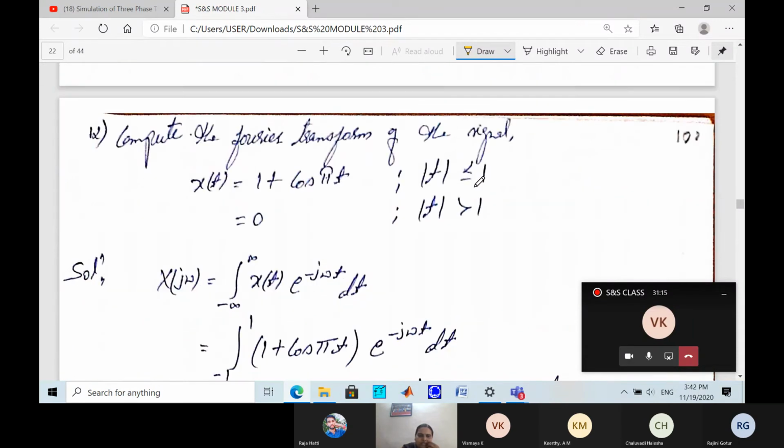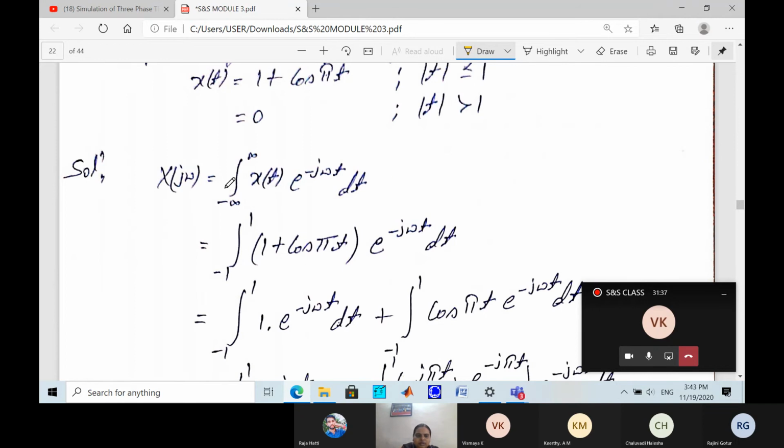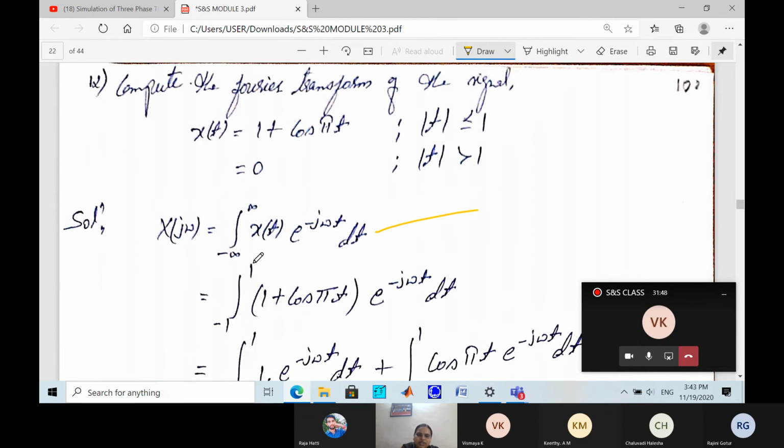That is one problem. Next, one more problem: compute the Fourier transform of the signal x of t equal to 1 plus cos pi t, where mod of t is less than or equal to 1, and it will be 0 when mod of t is greater than 1. Use the equation X of j omega equals the integration from minus infinity to plus infinity of x of t e raised to minus j omega t dt. Then substitute for x of t, that is 1 plus cos pi t, into e raised to minus j omega t dt.